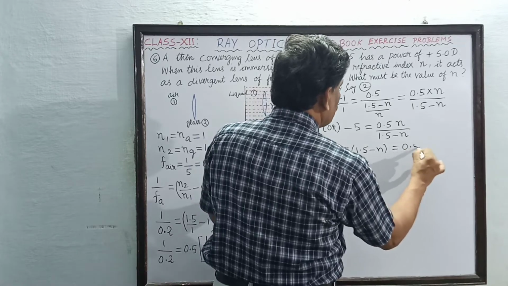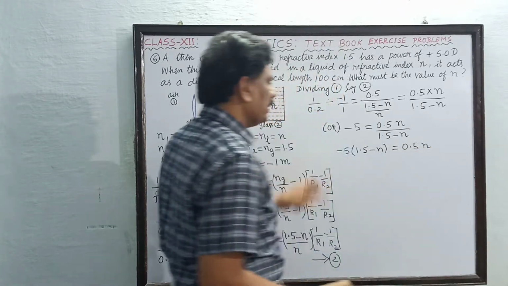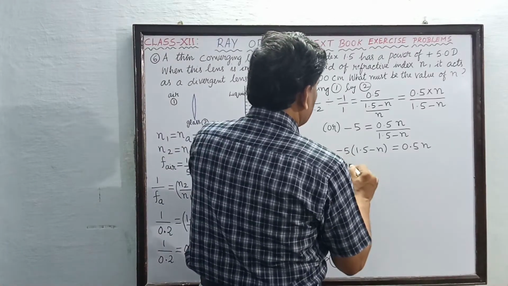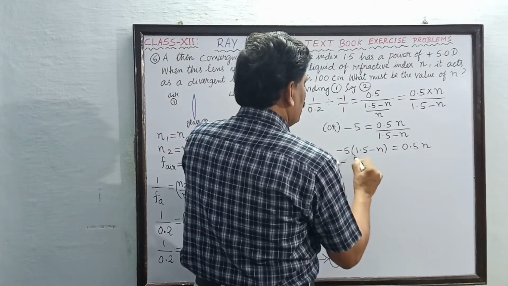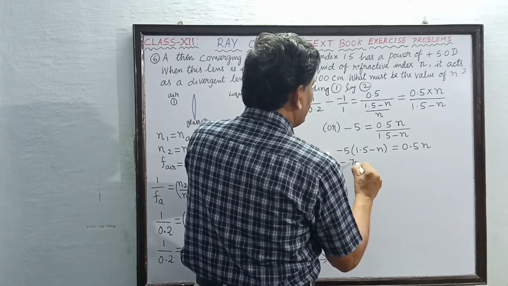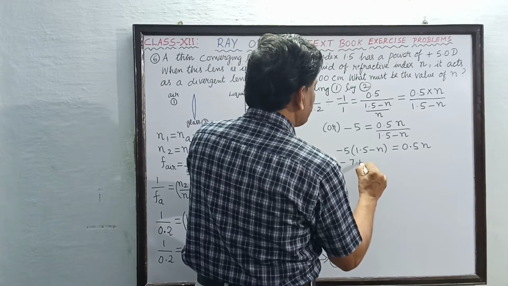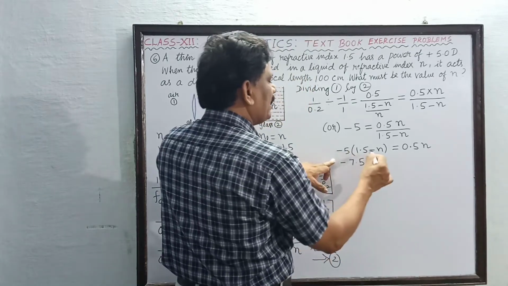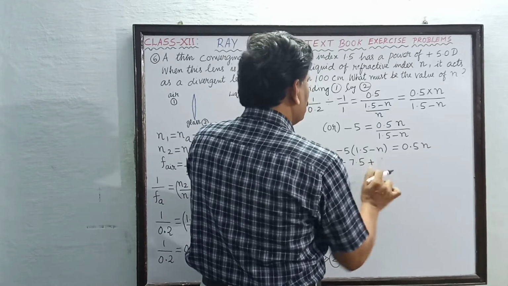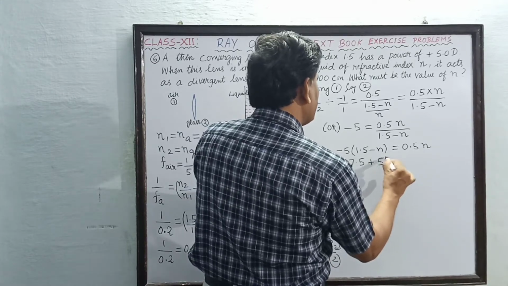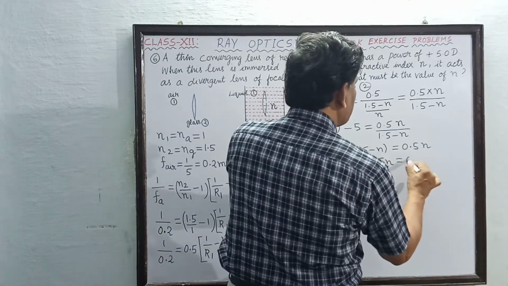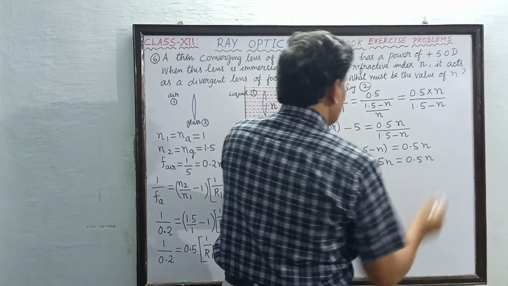Now you take a cross multiplication, so that this becomes minus 5 into 1.5 minus n is equal to 0.5 into n. So you will see that 1.5 into 5 is 7.5, so minus 7.5. This minus of minus will become plus, plus 5n. So minus 5 into minus n will become plus 5n. So this is equal to 0.5n.